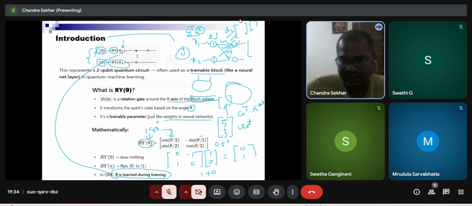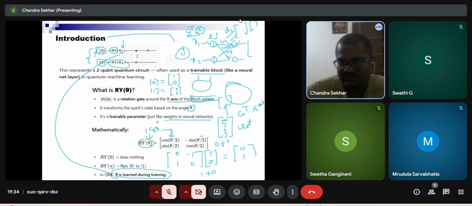So in quantum computing, when I say quantum bit 0, it is represented by the pair 1 comma 0. Next, when I say it is equal to 1, it is equal to 0 comma 1.